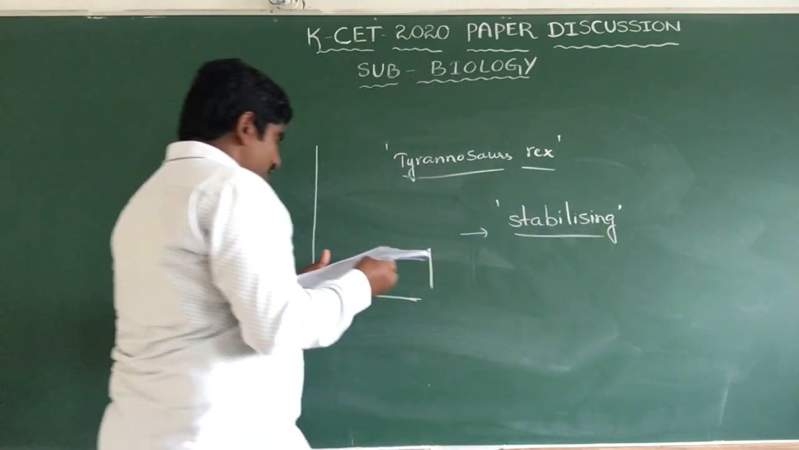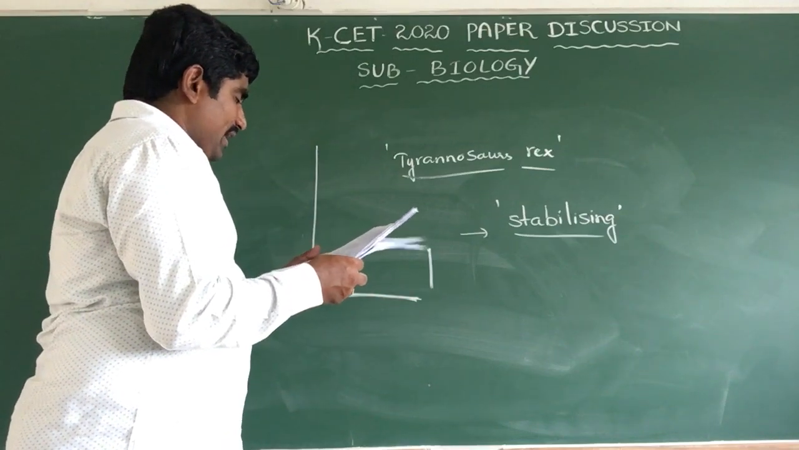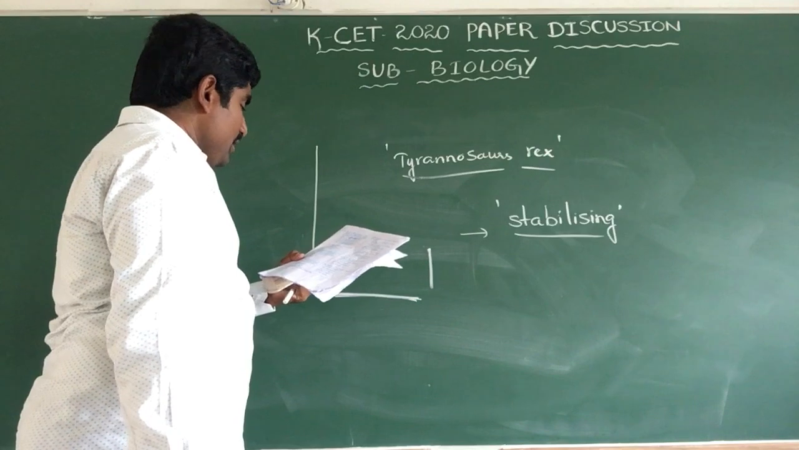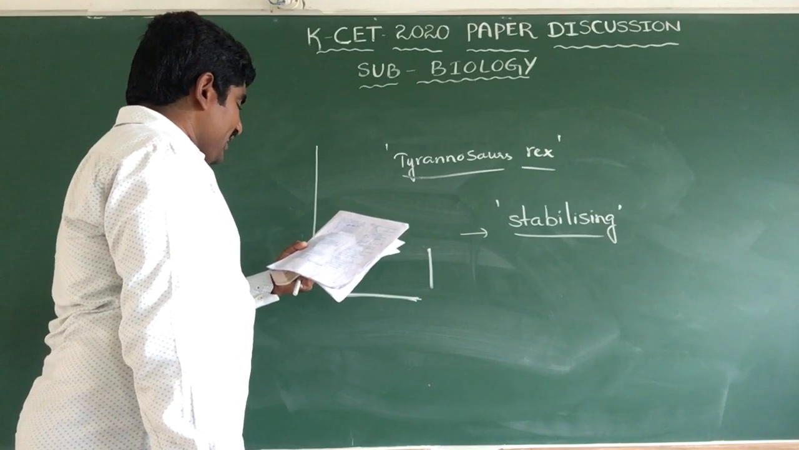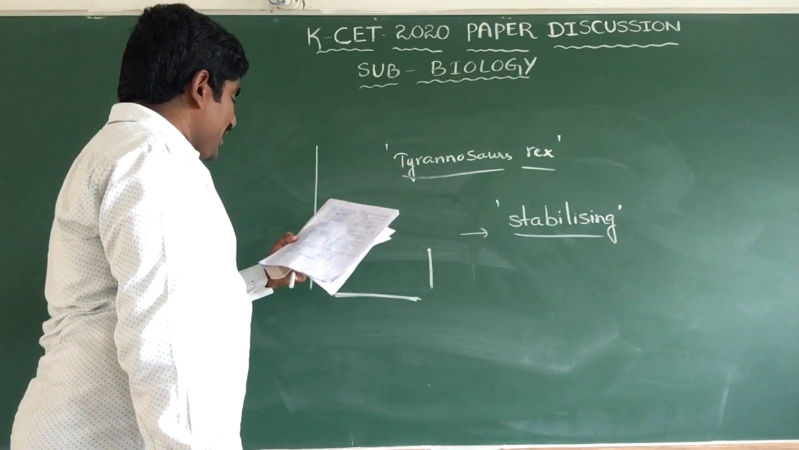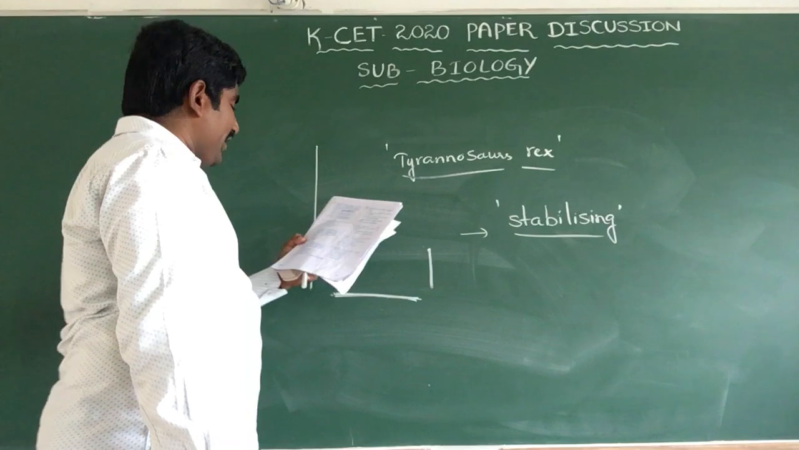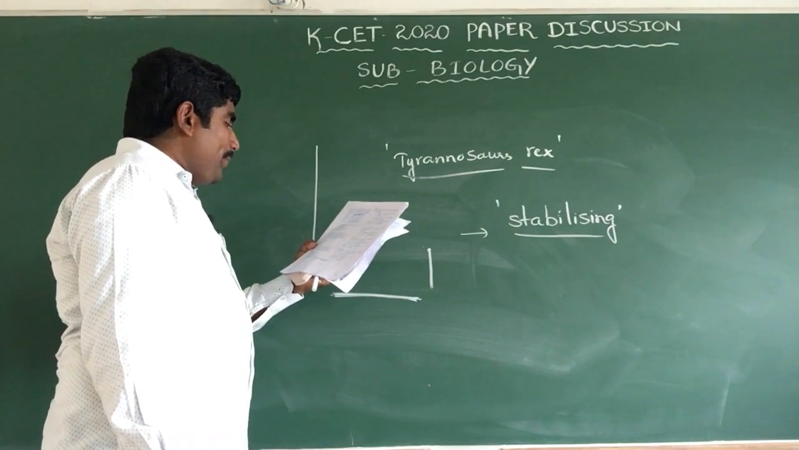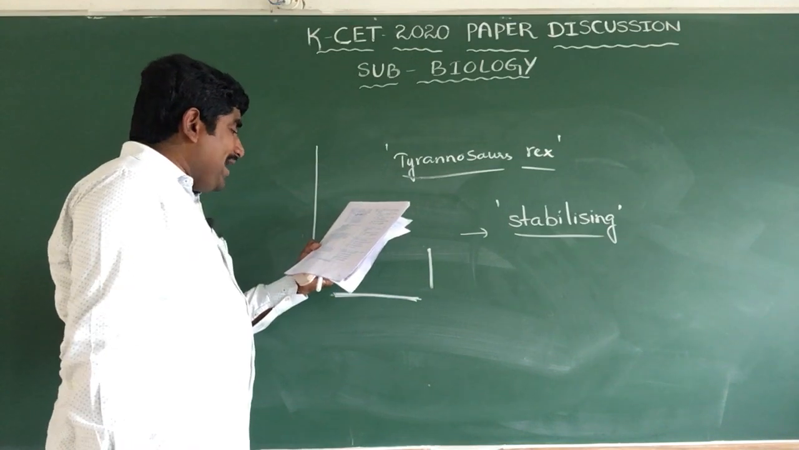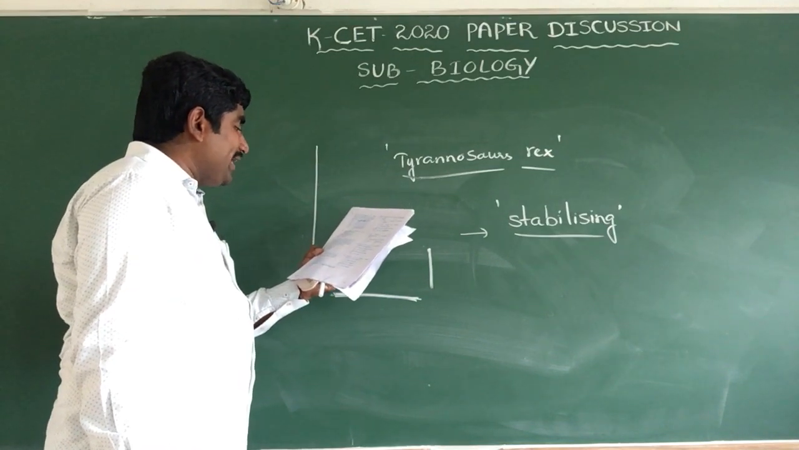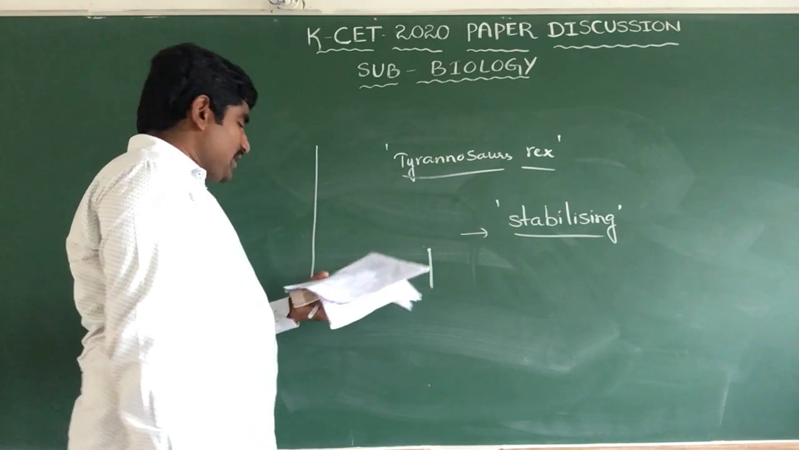Stabilizing means no intermediates are required for stabilizing natural selection. Clear or not? That is stabilizing. In a population of plants, some were extremely tall and the remaining were extremely dwarf. No plants of the population showed intermediate height. This type of operation of natural selection is known as stabilizing.